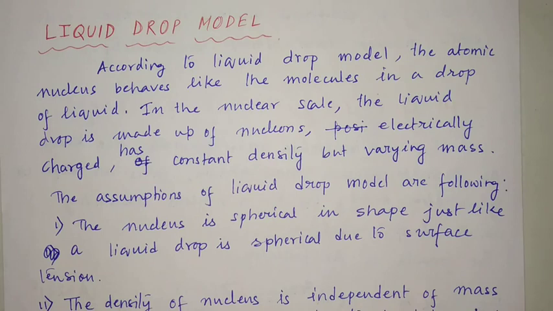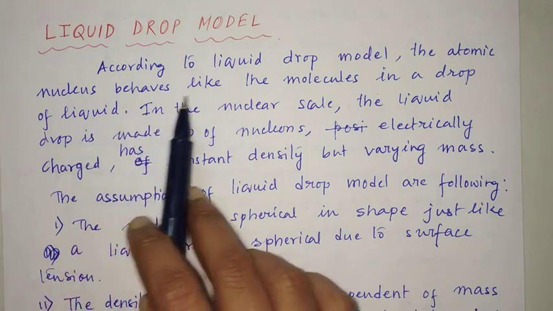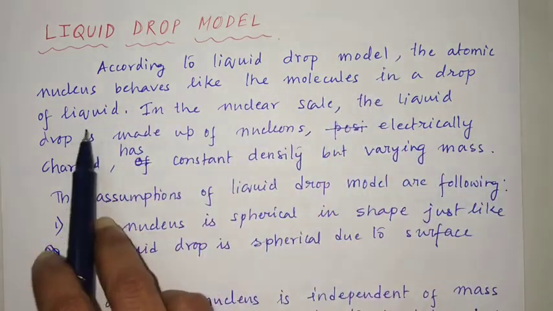And we know that inside a drop of liquid there are liquid molecules. Here, the nucleus is acting like a drop of liquid, so it has a shape like a drop of liquid and all the other properties of a drop of liquid. Inside the drop, which is the nucleus in this case, there are nucleons instead of liquid molecules. So according to the liquid drop model, the atomic nucleus behaves like the molecules in a drop of liquid.